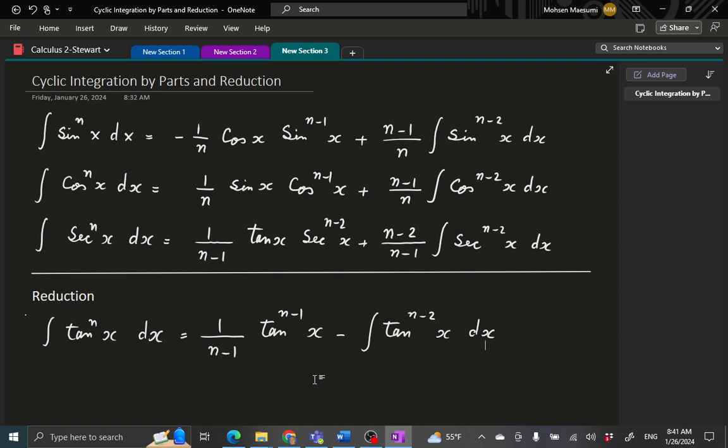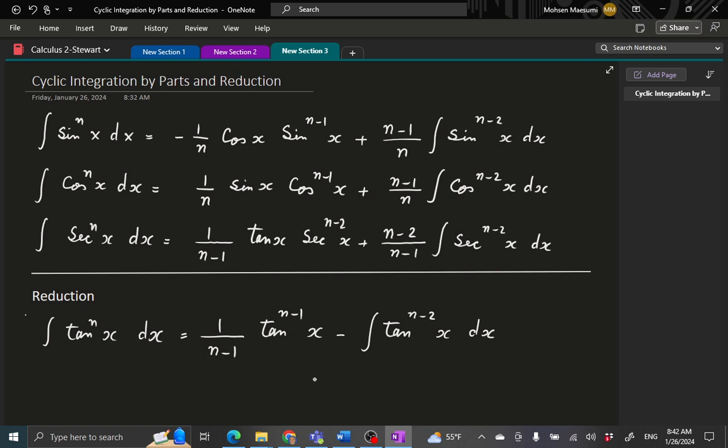One is cyclic integration by parts, sometimes I refer to as self-referral or self-referential. That means when we are starting with an integral of something, during the process of integration by parts, we are going to see exactly the same integral again. And that helps us to calculate it. I'm going to explain in detail as we go through.